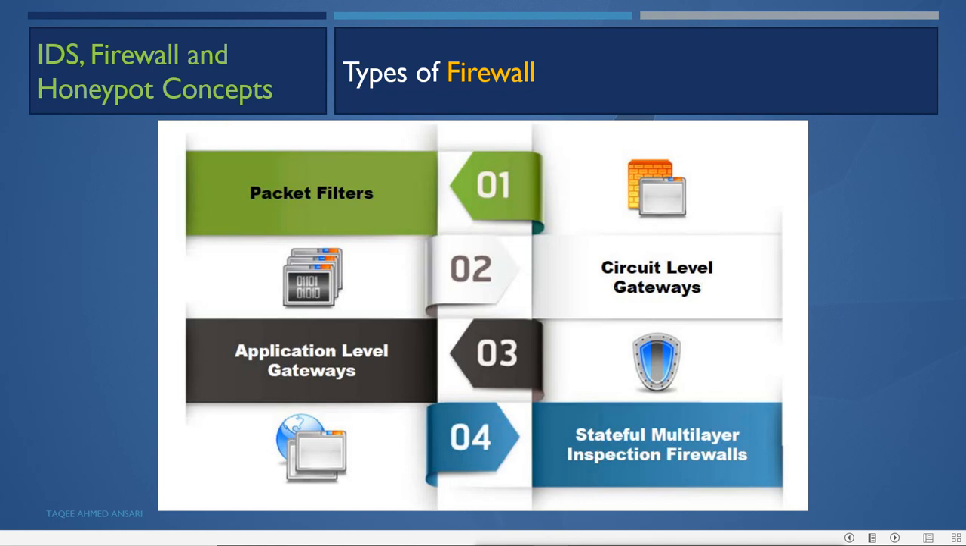Now what types of firewalls do we have? We have packet filtering firewalls, circuit level gateways, application level gateways, and also the stateful multi-layer inspection firewall.